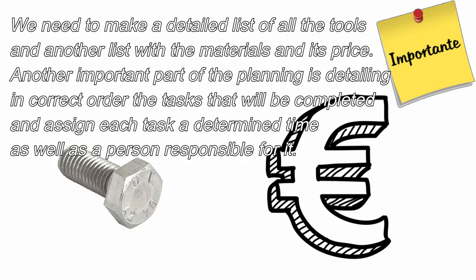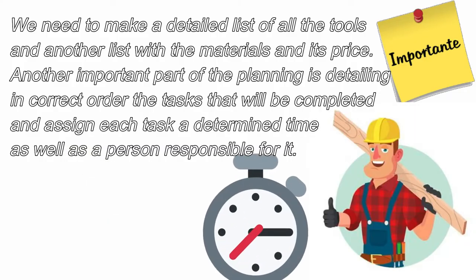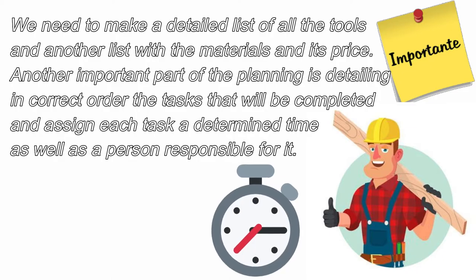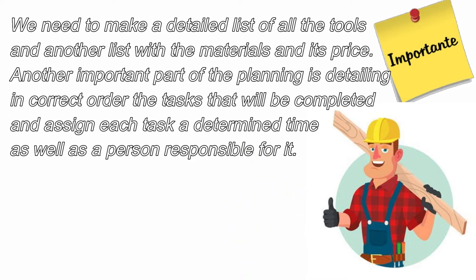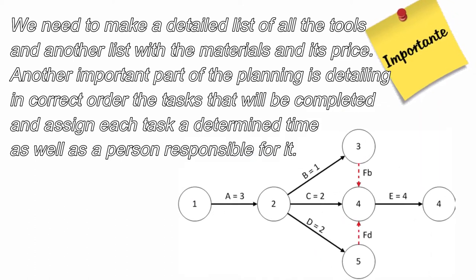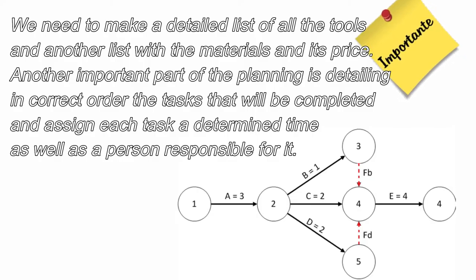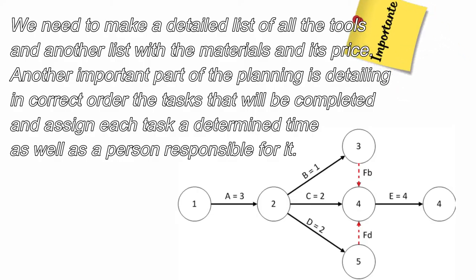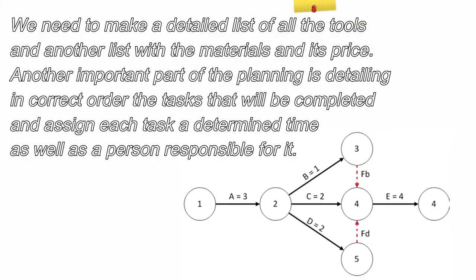Another important part of the planning is detailing in correct order the tasks that will be completed and assigning each task a determined time as well as a person responsible for it. This part of the planning process is completed with PERT diagrams, but in the first steps of the technological process, we can use a similar table like this.